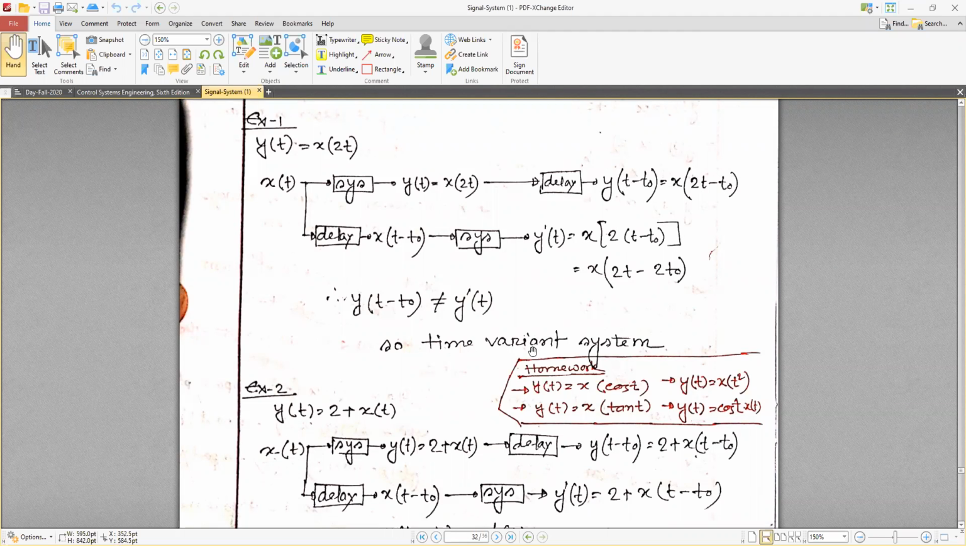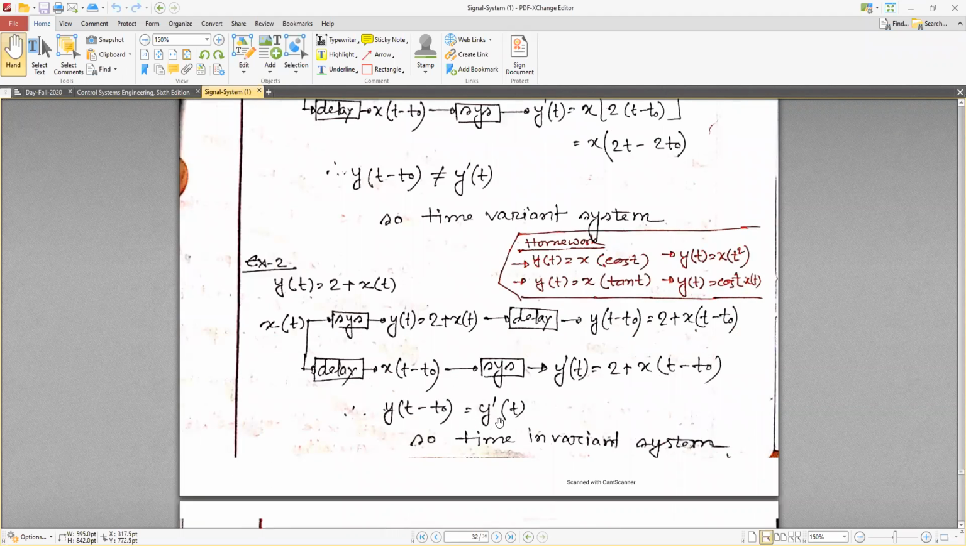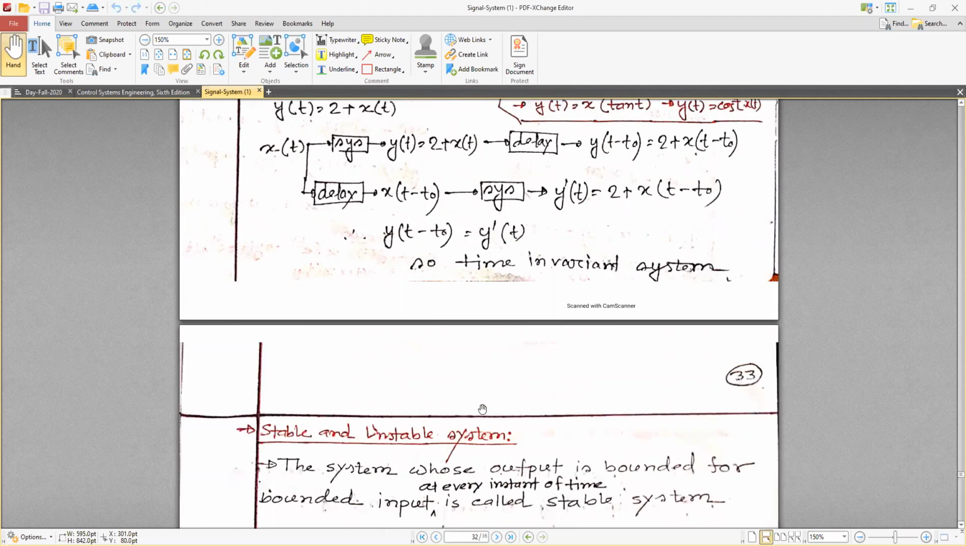So this is a time variant system. If it is the same, then it is called the time invariant system.